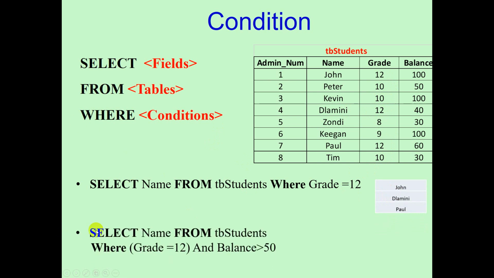Look at another condition. Select name from table students where grade is equal to 12, and we're using two conditions. You can put a bracket here, which is optional. Grade is equal to 12 and balance is greater than 50. So if we go to our table, it will pick out the grade 12 students that owe more than 50. Dlamini is below 40, so it won't pick Dlamini. And we have Paul. So we have John and Paul who are in grade 12 and owe more than 50. So we can use lots of other conditions. You can look at that in the handout that I've given you.